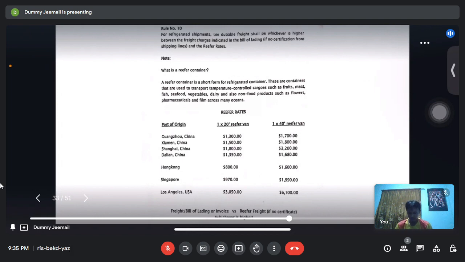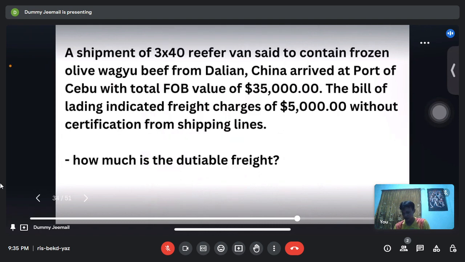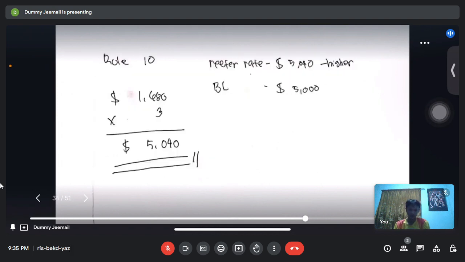So, Dalian, China, 1,680. Sakto. So times 3. So we have, ato ang answer is $5,040. So how much is our dutiable freight? So tara lang solution.